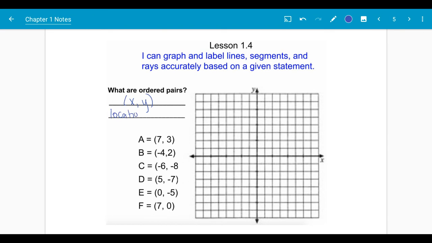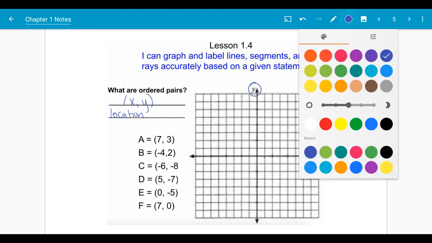So we'll practice. If we label A on this graph, 7, 3, X is this direction and Y is this direction. It's alphabetical. So you have to go forward, starting in the origin. You go forward 1, 2, 3, 4, 5, 6, 7, and then up 3, 1, 2, 3. Make sure you put a letter because in this section it depends which dot is which, because you're going to have arrows and non-arrows and things like that. So you want to make sure you label it.